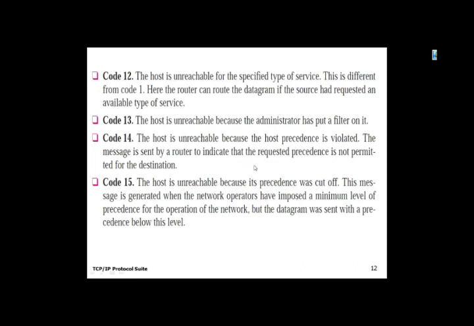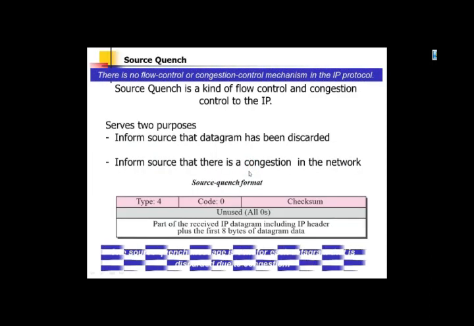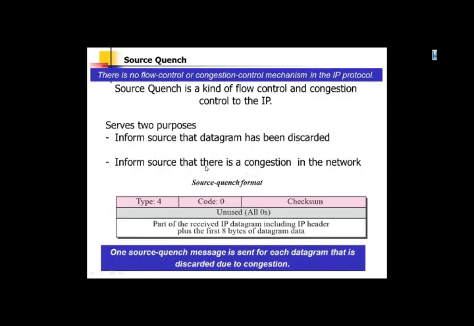So there are many possible scenarios where an error can be generated, and these protocols, specifically ICMP, try to inform the sender that the packet is being discarded so the sender can take an appropriate step. The next is source quench. Basically, there is no flow control or congestion control mechanism in the IP protocol. So we have seen that the IP protocol is very unreliable, and we don't have any error control mechanism. There is no flow control or congestion control defined.